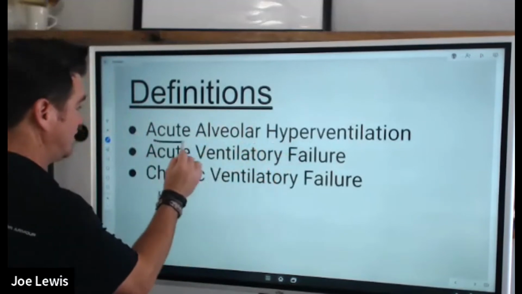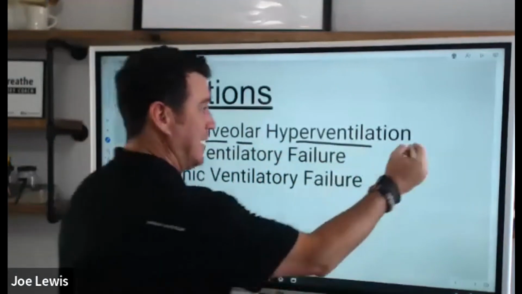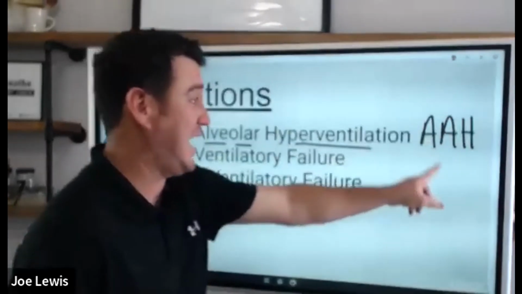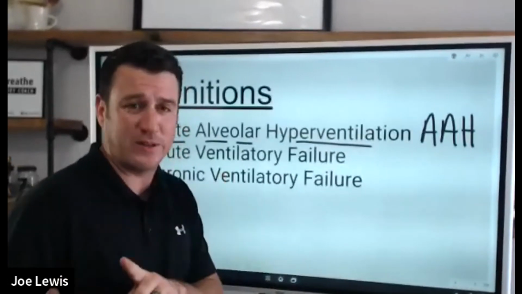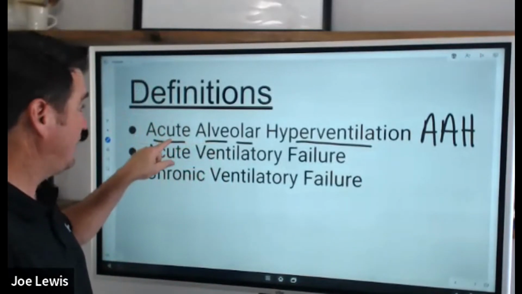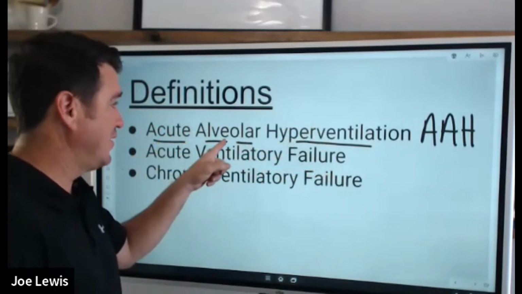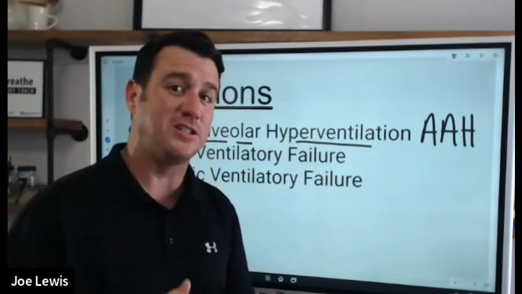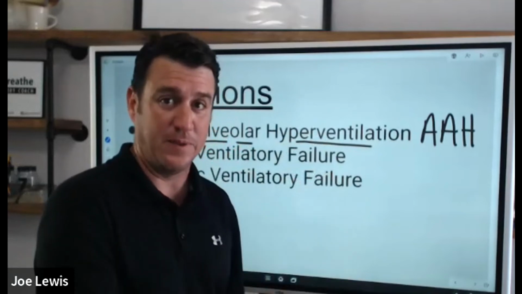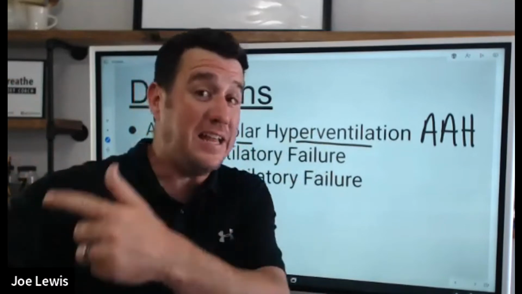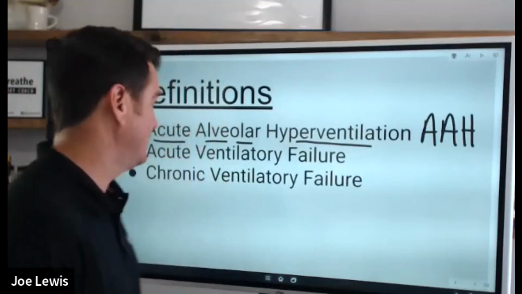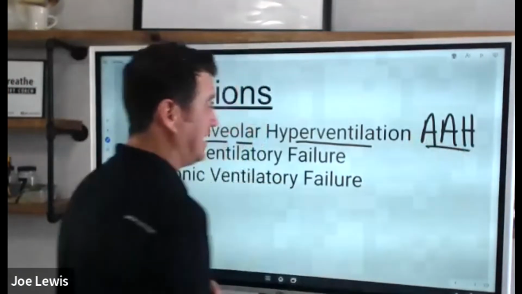Here's what it is. The first one is acute alveolar hyperventilation. I'm going to shorthand this as acute alveolar hyperventilation, AAH. Now, let's think about what this term says. Let's define this. You have a patient who is acutely hyperventilating at the alveolar level. Now, by definition, how this is going to appear is going to be a decreased carbon dioxide level, resulting in an increased alkalotic pH. That's acute alveolar hyperventilation. Keep that in mind. I'm going to refer to this as AAH from now on.